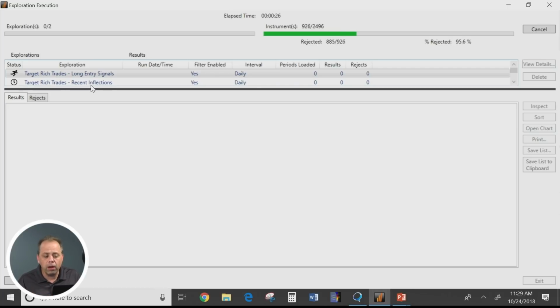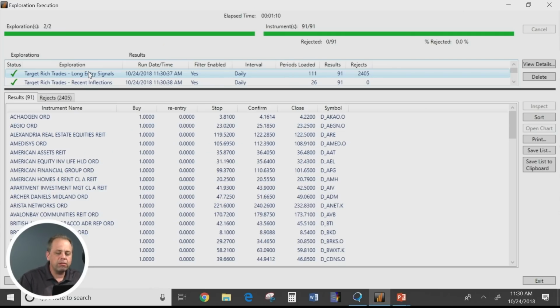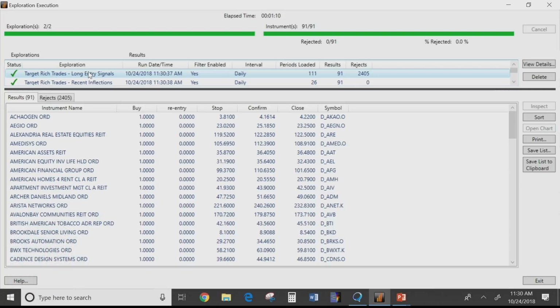So we'll just go ahead and let it finish. Right now, just to confirm what we're doing, we're scanning this on a daily basis. Okay, and with the magic of technology, the scan is going to be done right now. So you can see that the whole exploration to run both of those actually took 1 minute and 10 seconds to go through all 2,500 of those securities.